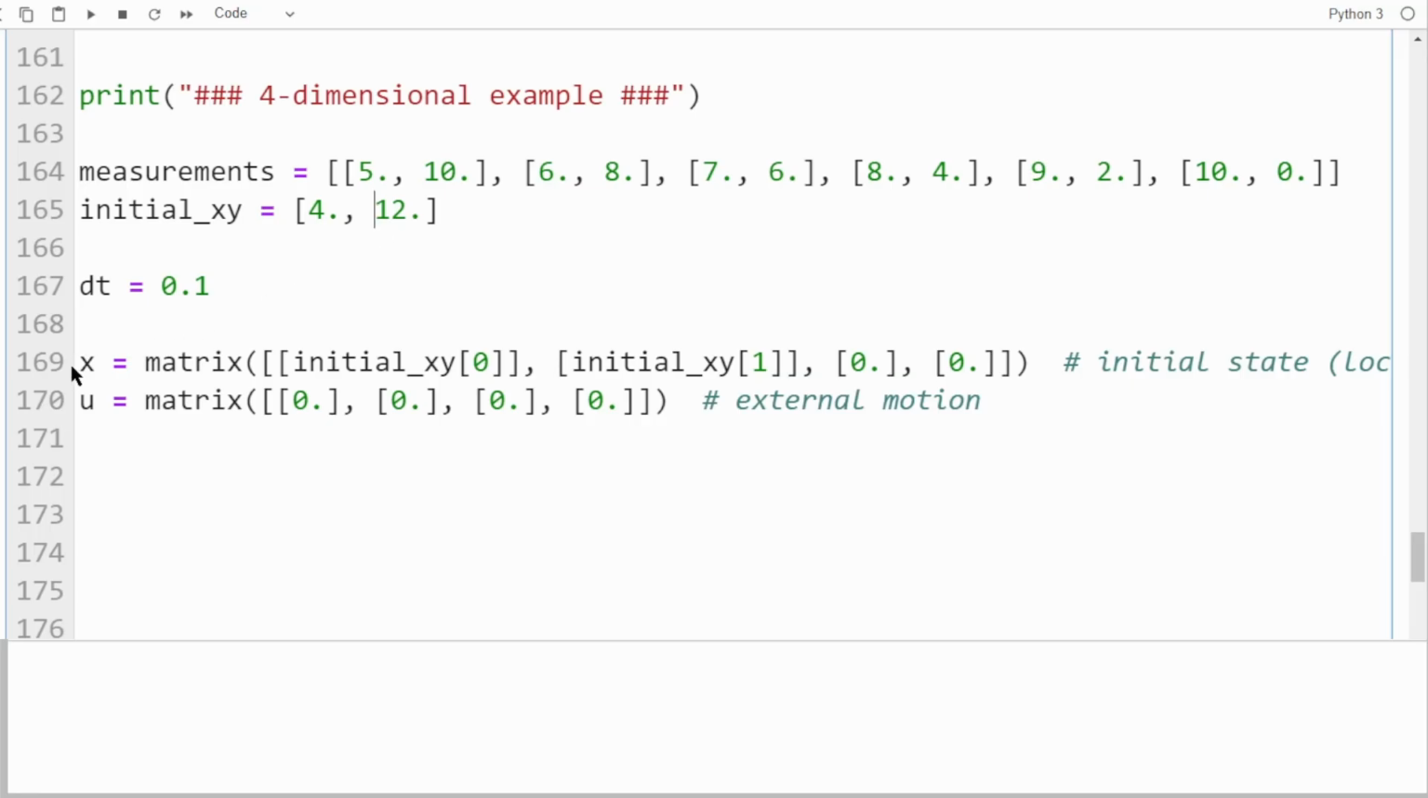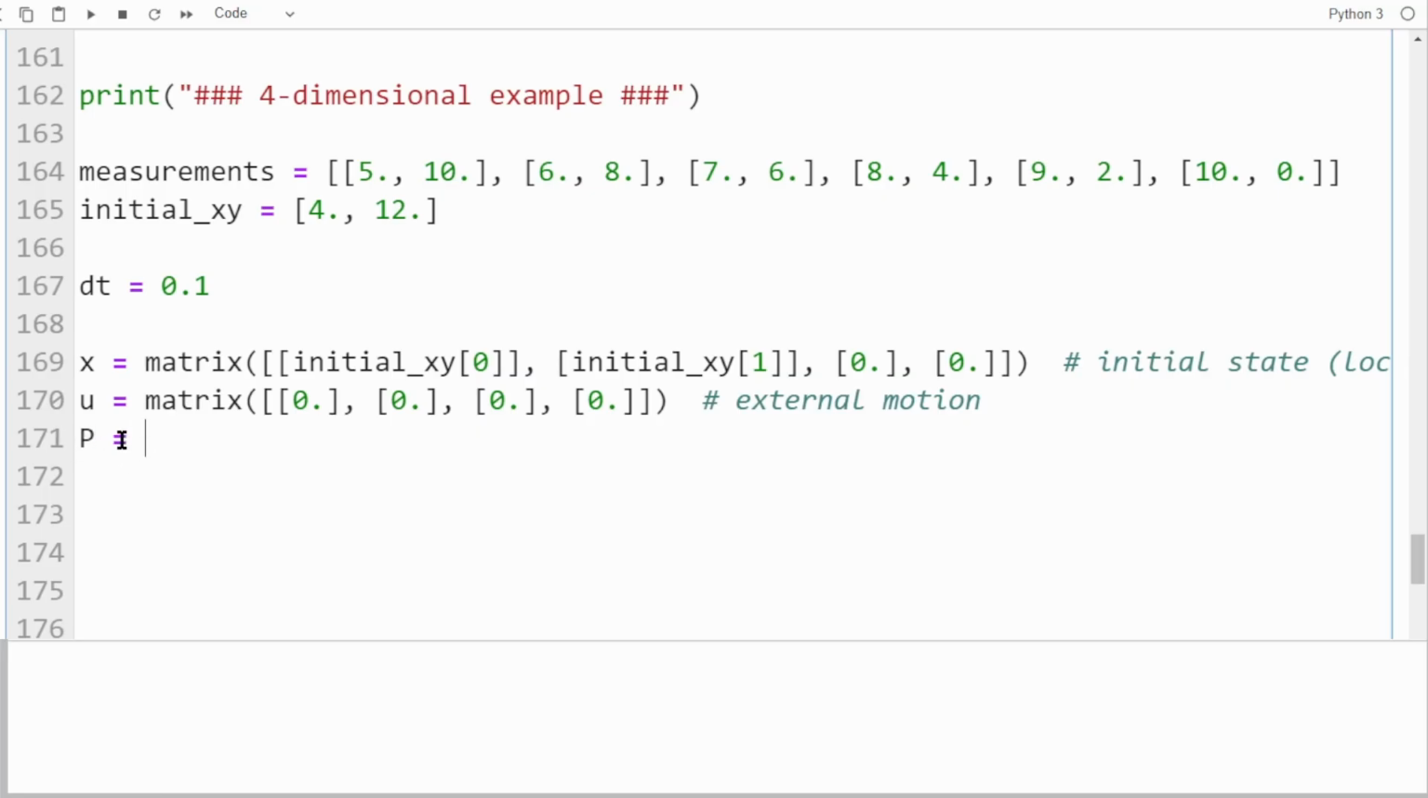Our initial state vector I've already given you, which is the initial x and y, and 0, 0 for the 2 unknown velocities. And the motion vector, just for completeness, will just be 0, 0, 0, 0. We have no external motion. That's a bit confusing because there's actually motion in the system itself. But this would be more like an external change of the motion, as if someone hit the object with an external force. So it's 0, 0, 0, 0. Please don't change it.